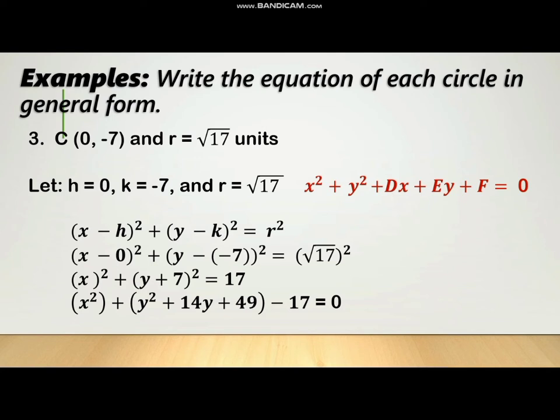So, arrange it using the pattern. We have x squared plus y squared. So, wala tayong x, kaya y na agad. Plus 14y plus 49 minus 17 equals 0. So, combine like terms, that is 49 minus 17 equals 32. So, the general form is x squared plus y squared plus 14y plus 32 equals 0.